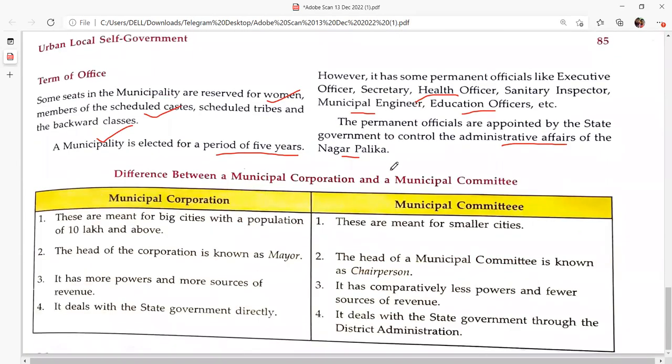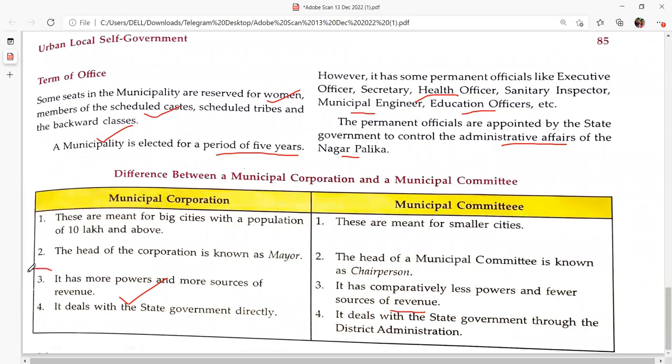The difference between the municipal corporation and councils I've already told you, but let's have a quick look at the difference. Corporations are meant for big cities with a population of 10 lakh and above. Councils are meant for smaller cities. The head of the corporation is the mayor. The head of the municipal committee is known as the chairperson. The corporation has more powers and more sources of revenue. The municipality has comparatively fewer powers and fewer sources of revenue.